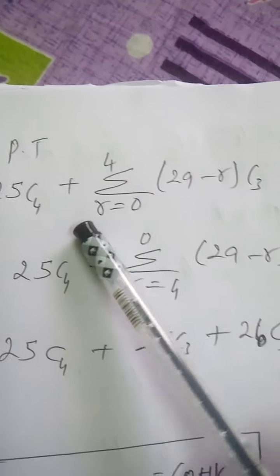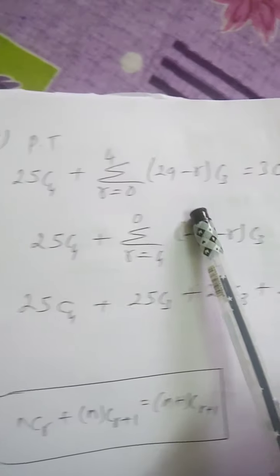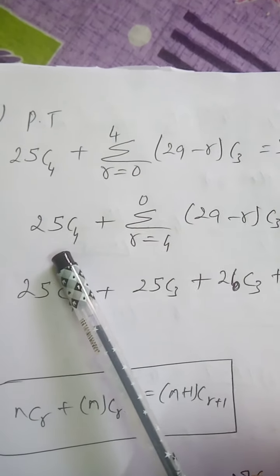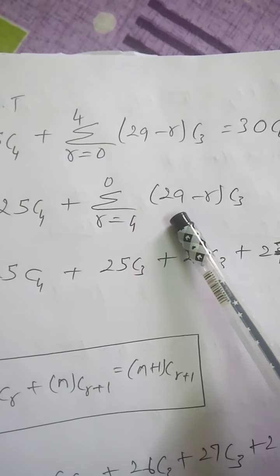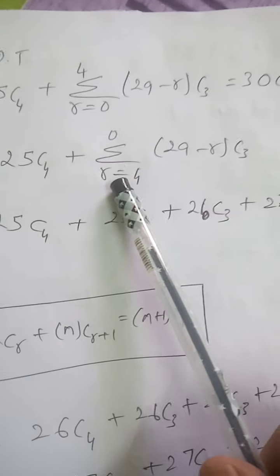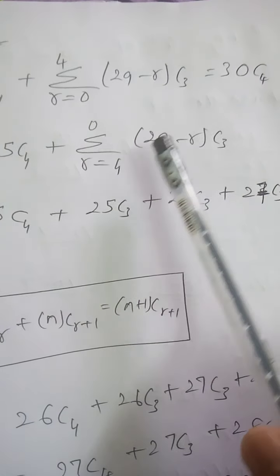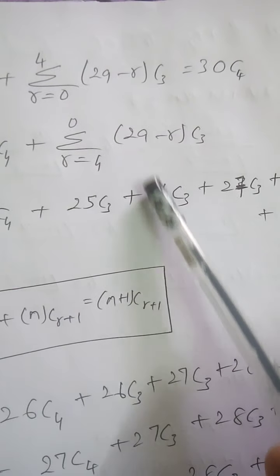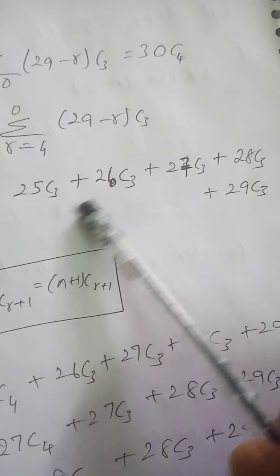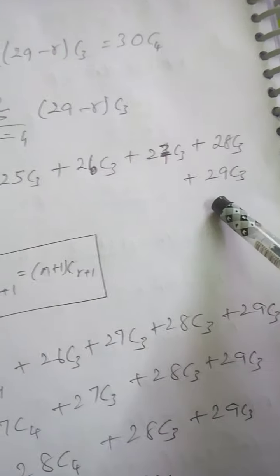Prove that 25C4 plus sigma R equals 0 to 4 of (29 minus R)C3 is equal to 30C4. So this can be written as 25C4 plus sigma R equals 4 to 0, I will write like this, (29 minus R)C3. So now 25C4 plus, this is in decreasing order, 4, then 3, then 2, then 1, then 0, we should substitute. So 4 if I substitute will become 25C3, then substitute 3, 26C3, substitute 2, 27C3, then substitute 1, 28C3, then substitute 0, 29C3.